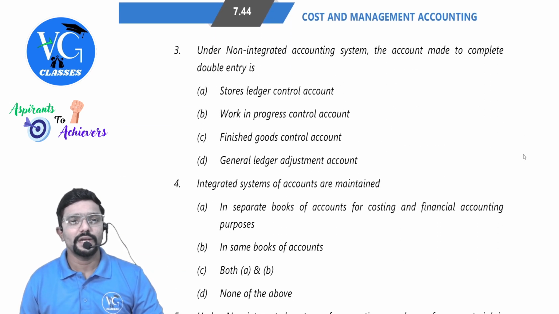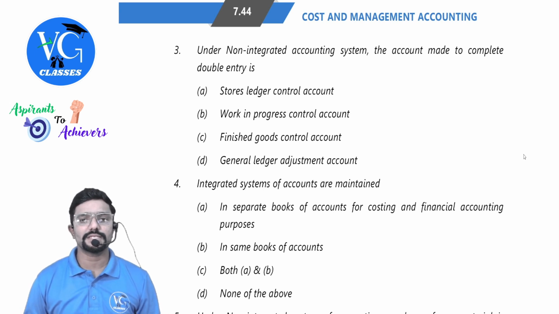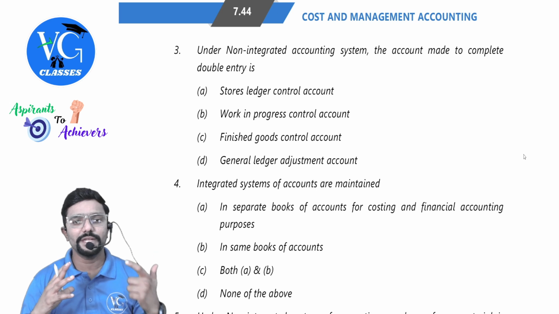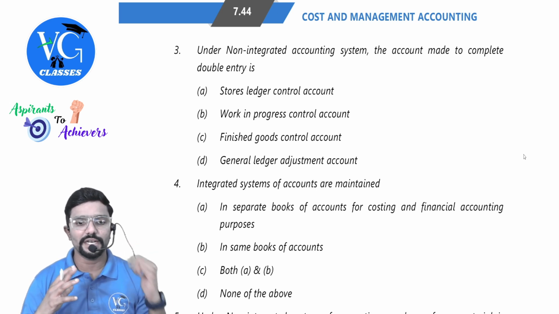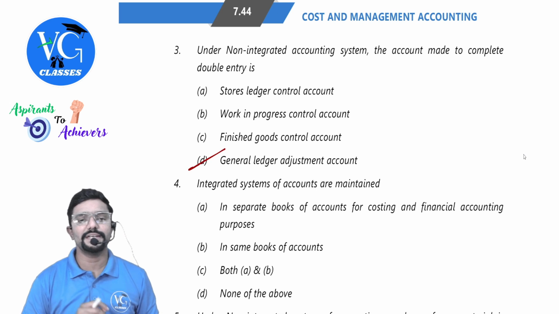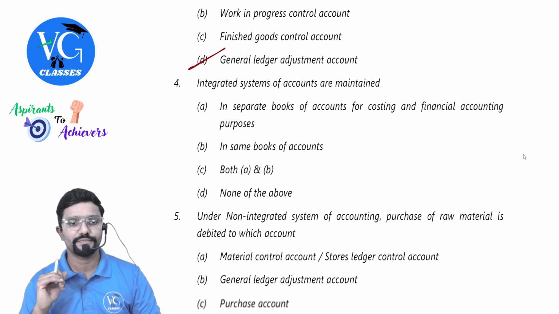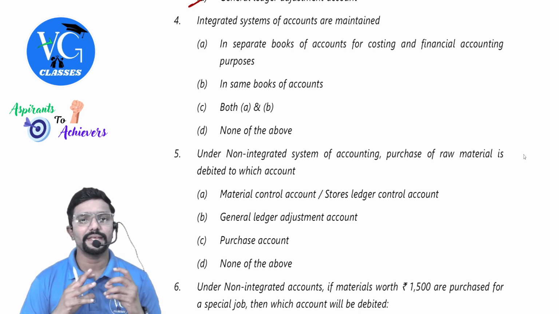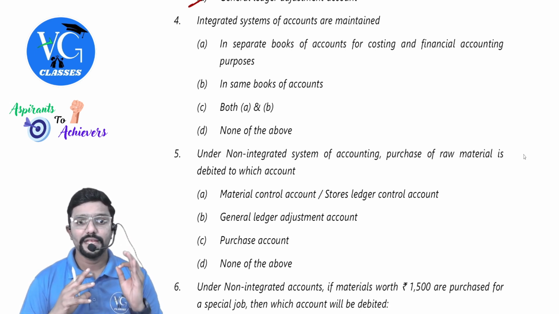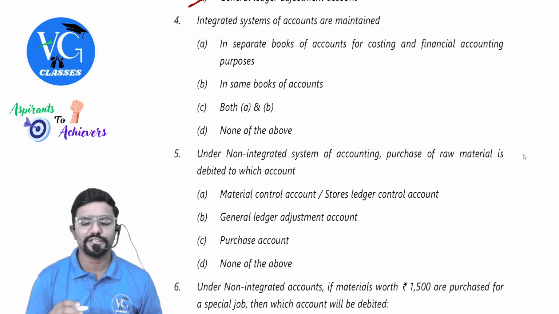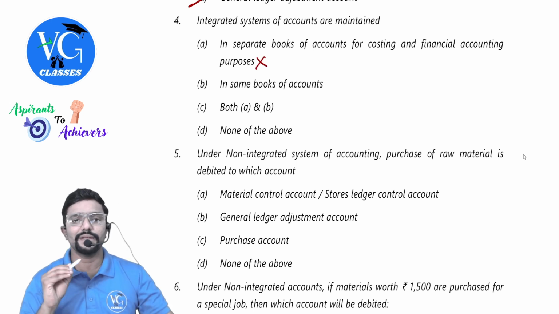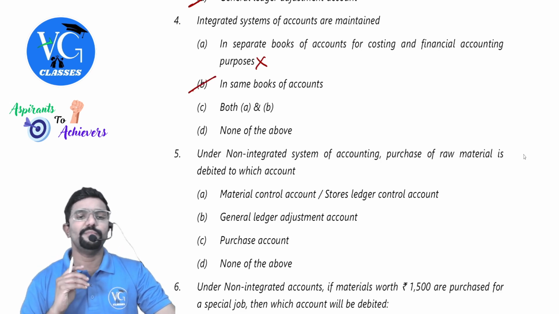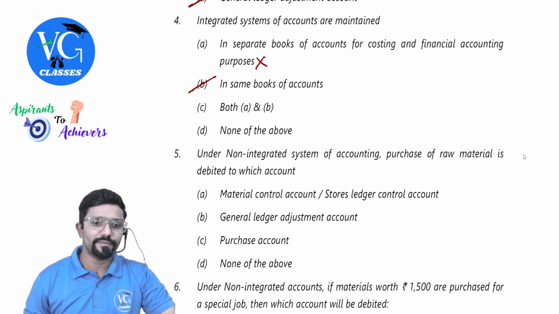Then coming to the third one: under non-integrated accounting system, the account made to complete double entry system is stores ledger, work in progress, finished goods, general ledger. Which is it? General ledger adjustment account, guys. Fourth one: integrated systems of account are maintained in separate books of accounts for costing and financial accounting? No, that is under non-integrated. In same books of accounts, both A and B, none of the above. B is the answer.